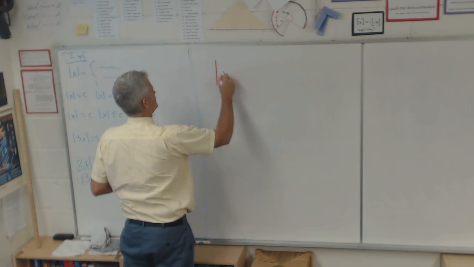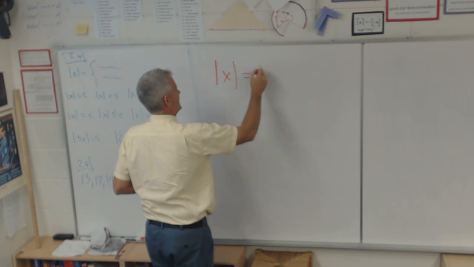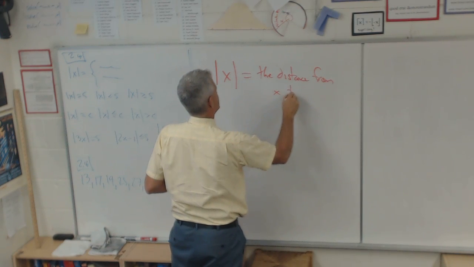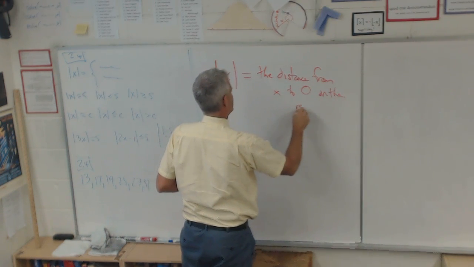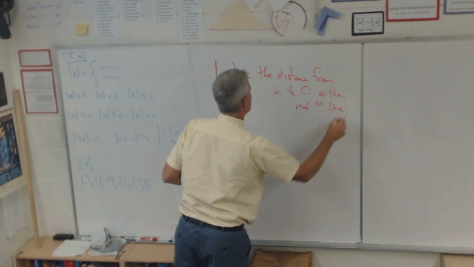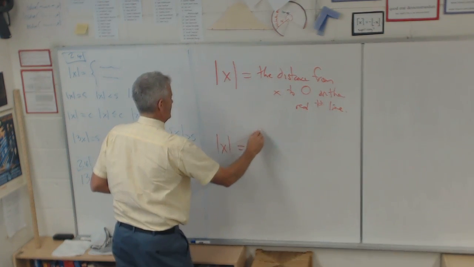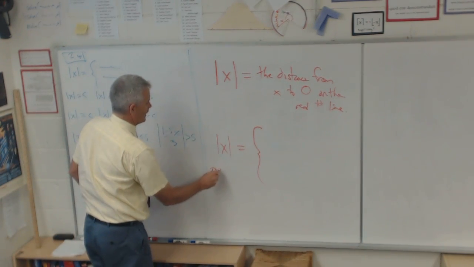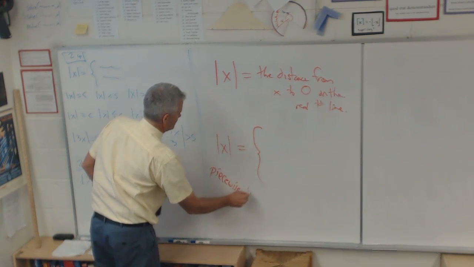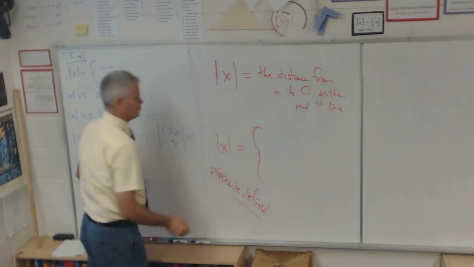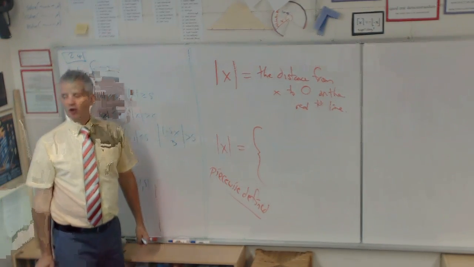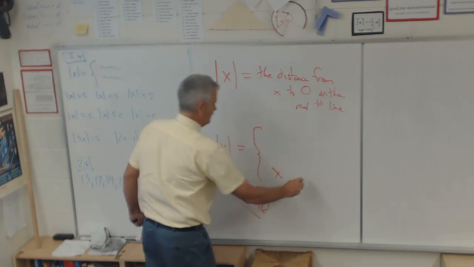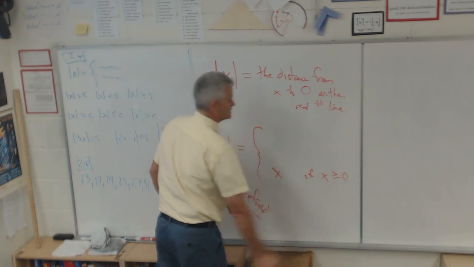The absolute value of x, we can think of it as the distance from x to 0 on the real number line. But there's another way to think about it. It's what's called a piecewise defined function. Piecewise defined. Defined in pieces. And we think of it the following way. The absolute value of x is x itself if that x value was greater than or equal to 0.